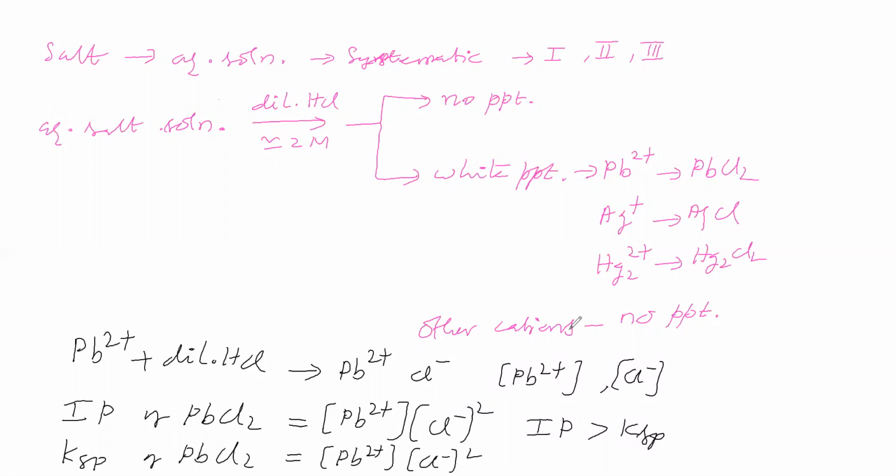How to do group 2, we will see. We will go for a group 2 analysis. Now first we will take an aqueous salt solution. First we will do group 1. We will add dilute HCl, nearly 2 molar. If we get a precipitate, that indicates group 1 is present.